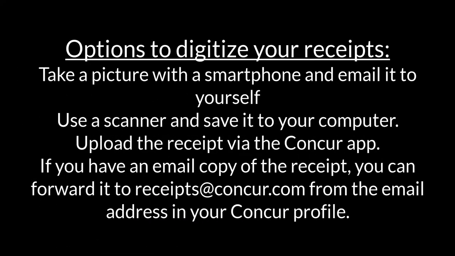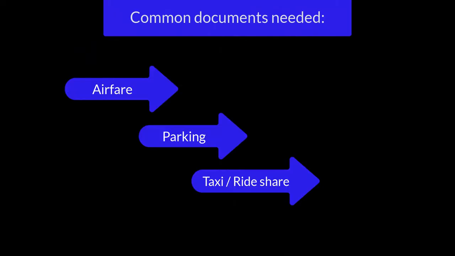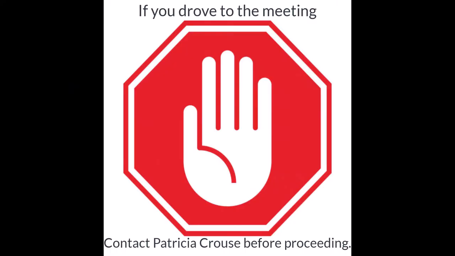Before we get started, you'll want to make sure that you have all the appropriate documents available digitally, as we'll have to upload receipts along the way during the claim process. Common expenses that require receipts are airfare, parking in an airport, taxi or rideshare receipts, and baggage fees. Now, if you drove to a meeting versus flying, before you begin, you'll want to reach out to Patricia Krause to get a cost analysis done first.